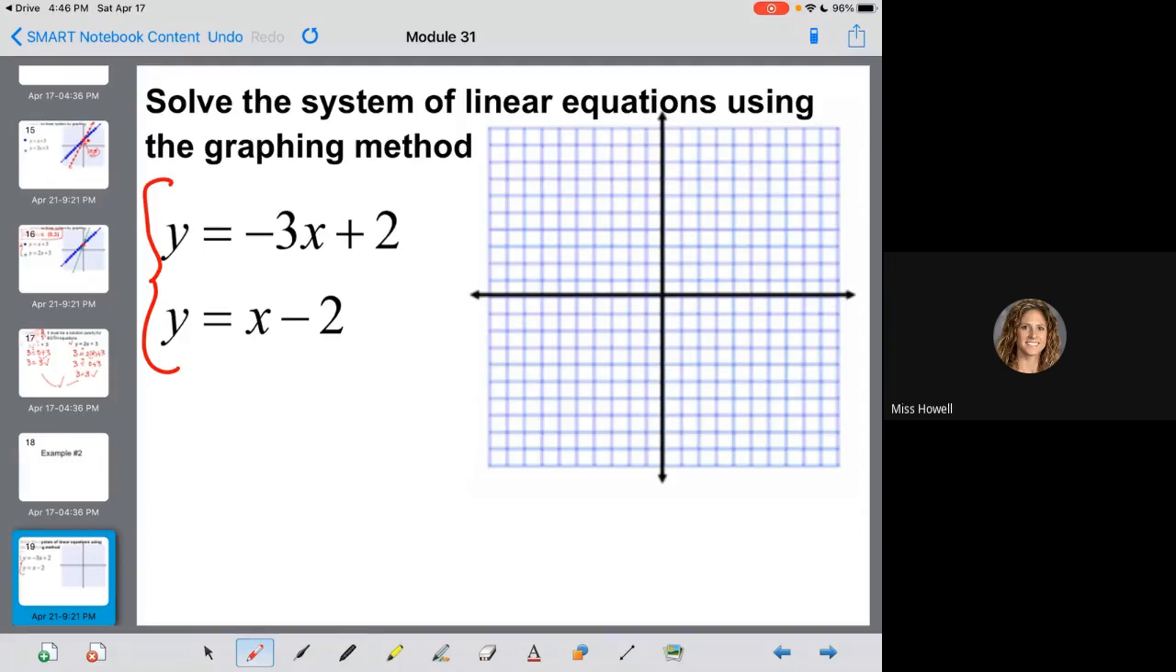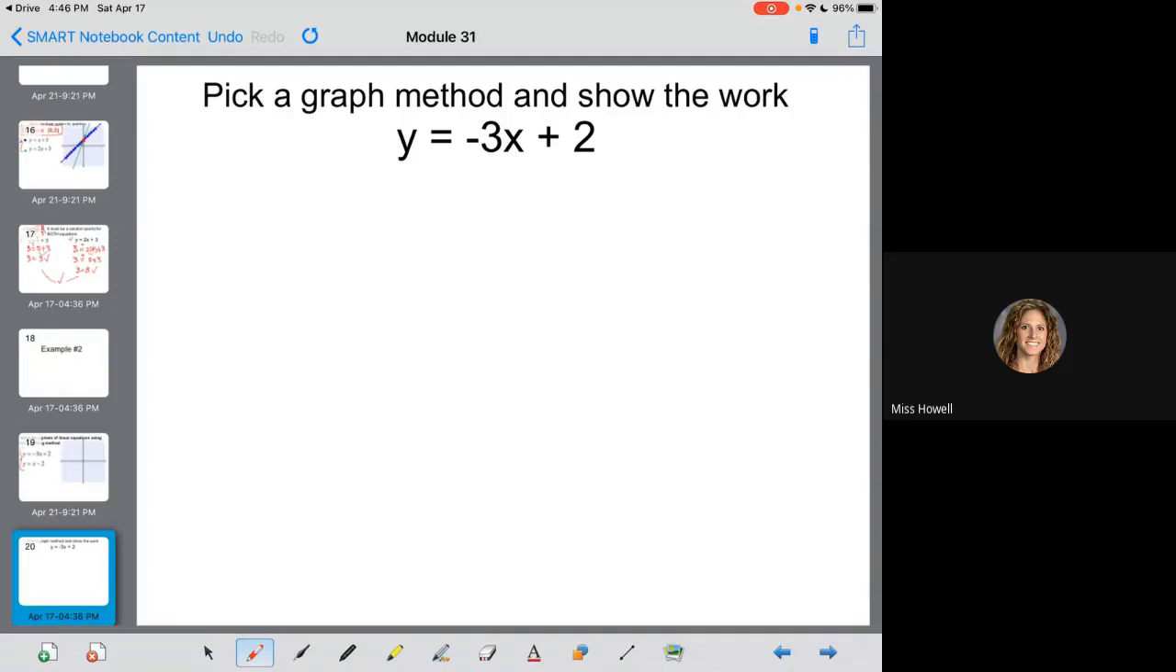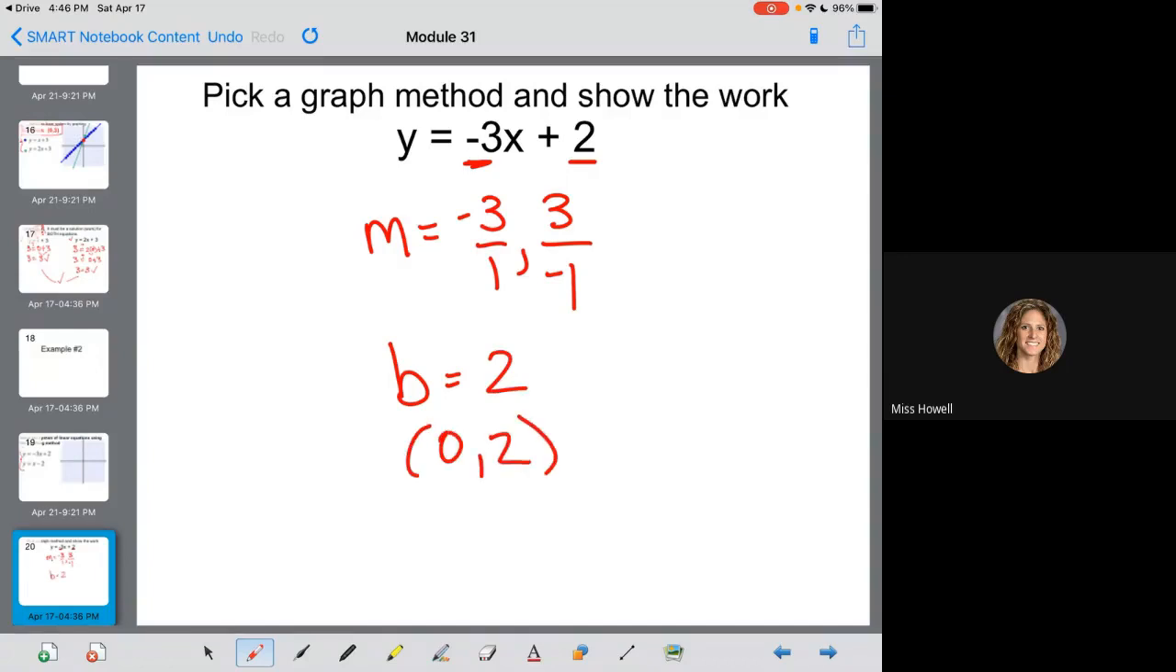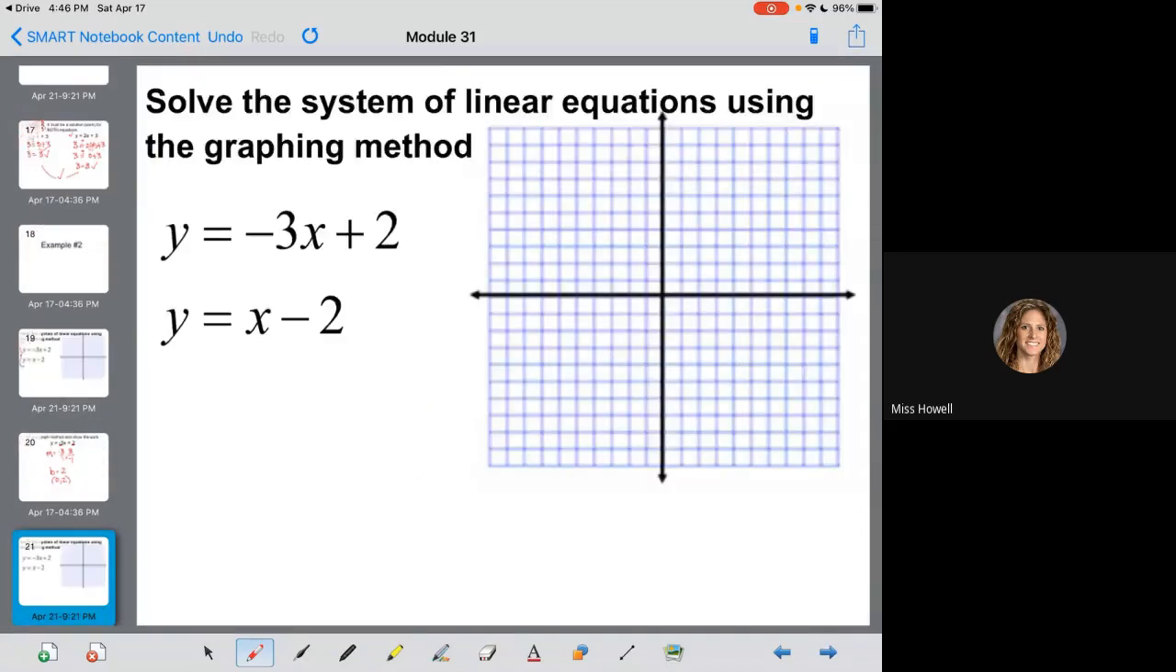Again, it's in slope-intercept form. So let's go ahead and use our m here and our b here. So slope of -3 over 1, or we could use 3 over -1, and a y-intercept of up 2. So (0, 2) is a point we know in our coordinate plane. So up 2 in our graph.